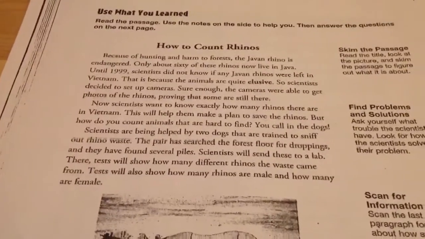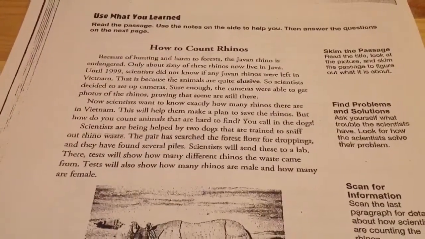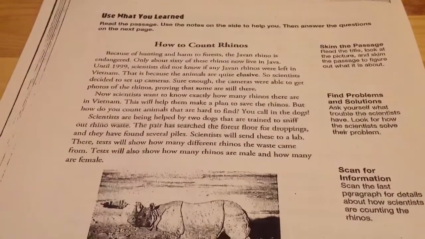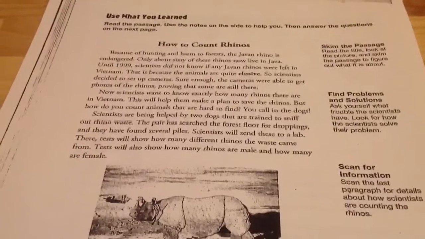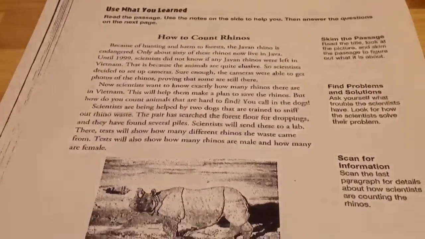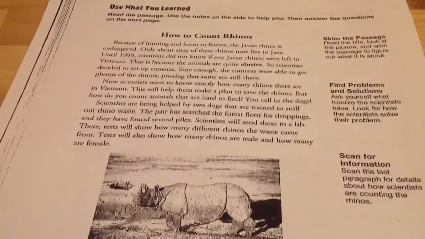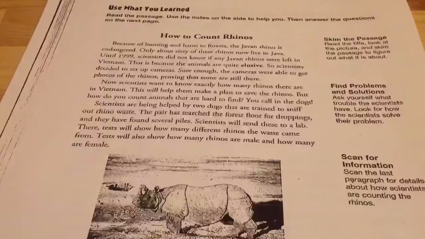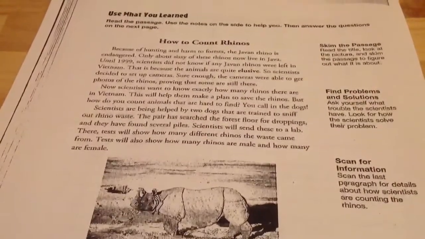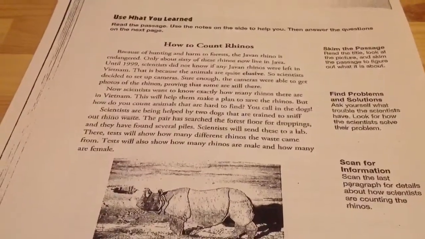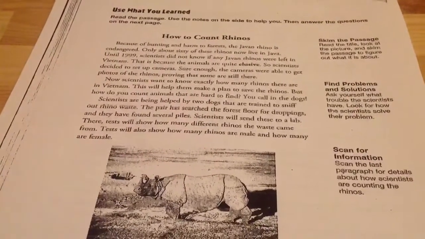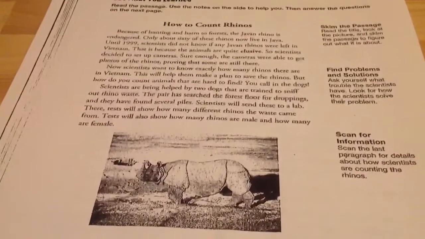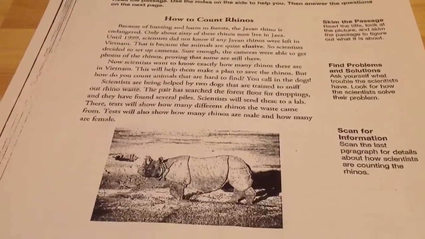How to count rhinos. Because of hunting and harm to forests, the Javan rhino is endangered. Only about 60 of these rhinos now live in Java. Until 1999, scientists did not know if any Javan rhinos were left in Vietnam. That is because the animals are quite elusive, so scientists decided to set up cameras. Sure enough, the cameras were able to get photos of the rhinos, proving that some are still there. Now scientists want to know exactly how many rhinos there are in Vietnam. This will help them make a plan to save the rhinos.